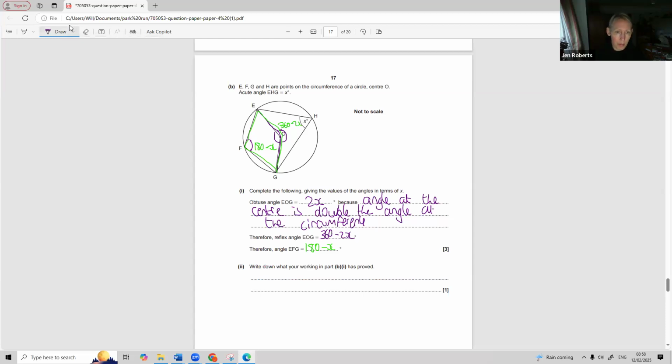So we've actually proved here that angles in a cyclic quadrilateral add up to 180, haven't we? Because x, and this is 180 minus x. So cyclic quadrilateral. And that's opposite angles in a cyclic quadrilateral add to 180.